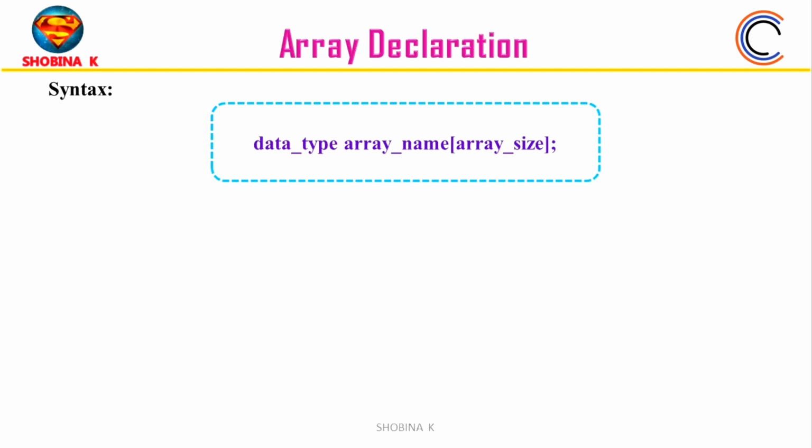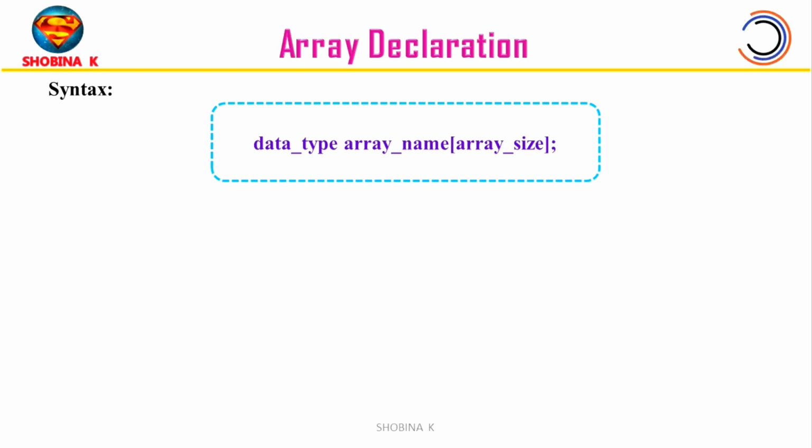First up, we have the array declaration. This is a simple way to reserve space for your array without initializing its elements. So here we define the array's name and size without initializing its elements. Look at the syntax. The expression data type, array name, array size is the syntax for declaring an array in C. Data type refers to the data type of the element that the array will hold.